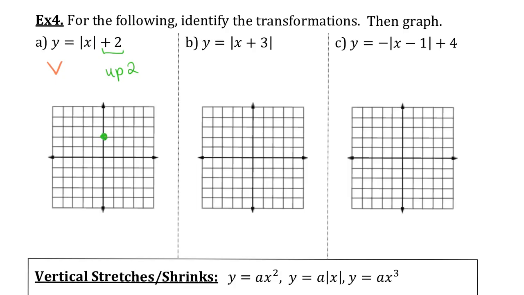Since absolute value makes a V, the slope of the V is 1 unless otherwise indicated. So I'm going to go up 1, right 1, and make a perfect V. On this other side, up 1, left 1.